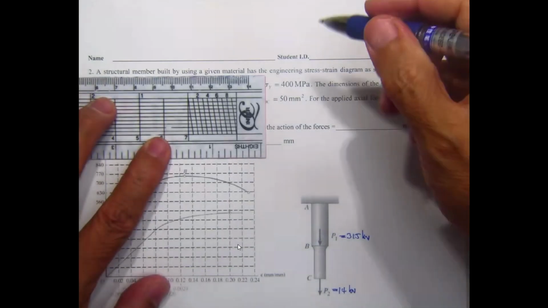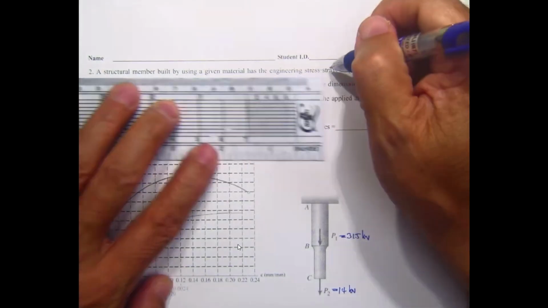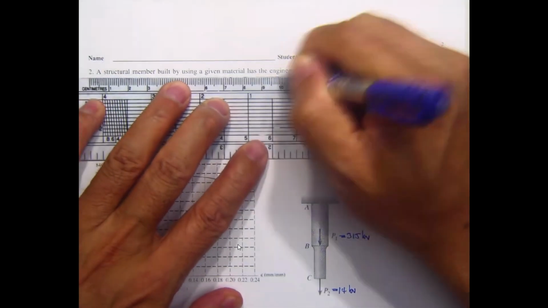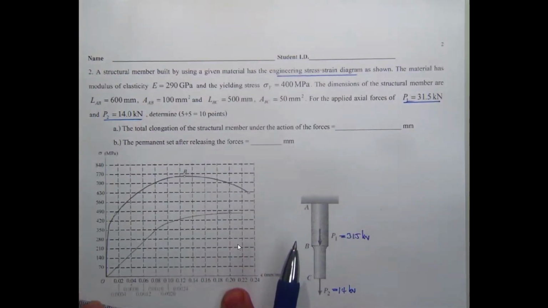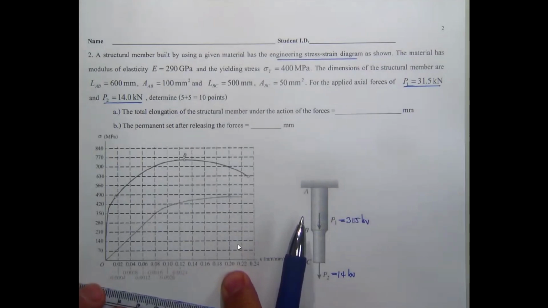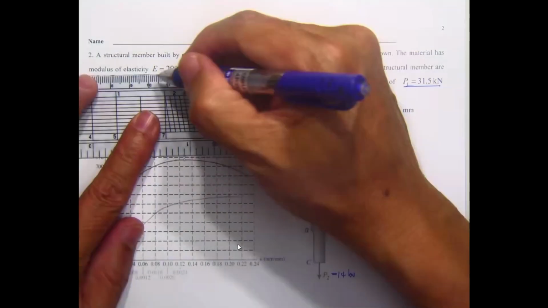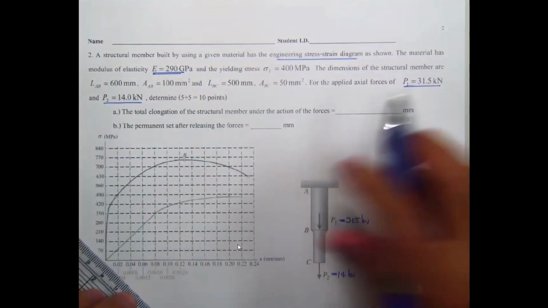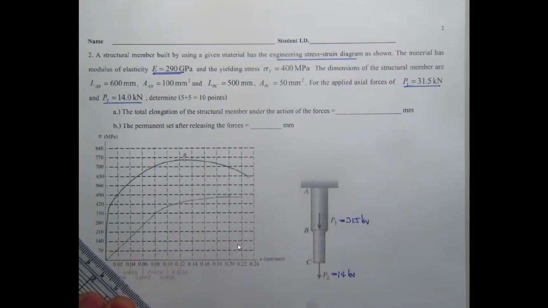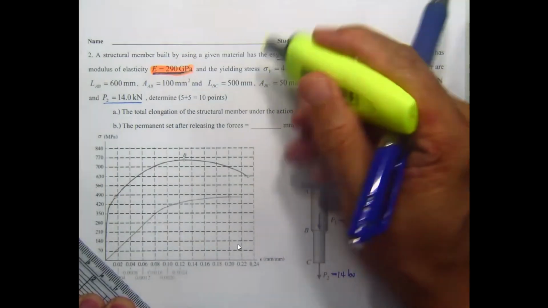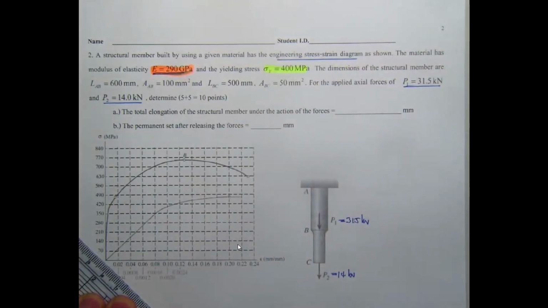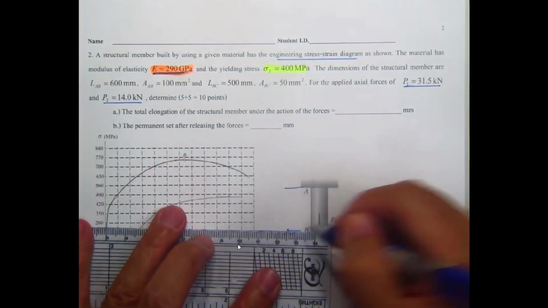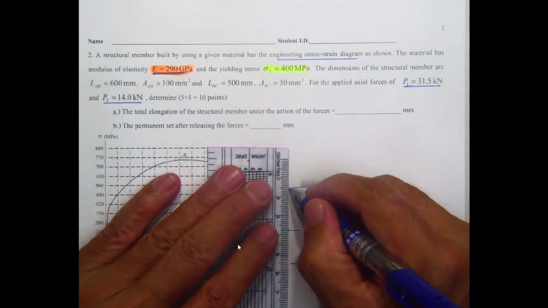The structure is made of a given material having a stress-strain diagram like this one, and the material has the E already, so you don't need to measure the modulus of elasticity. Use this E. The problem will also work with sigma sub y. The structure is separated into two portions.